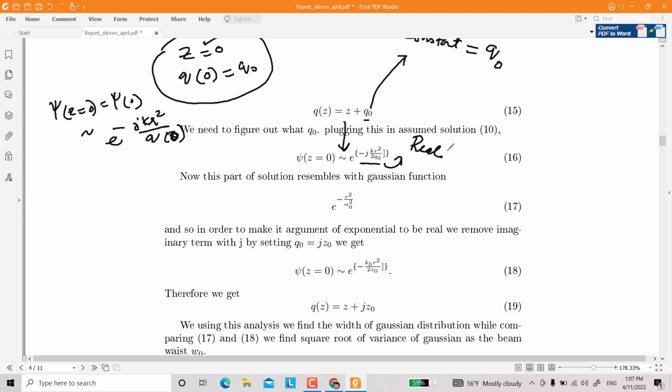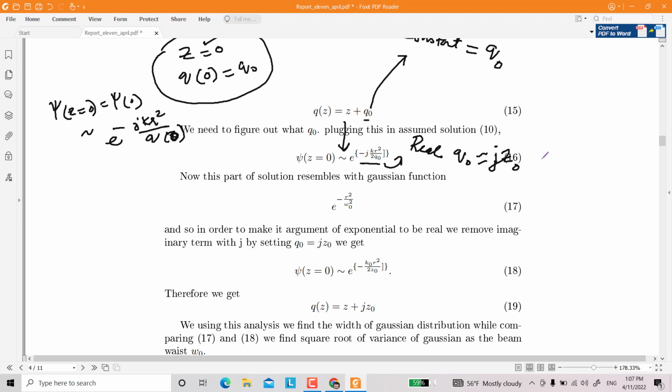So then we have to forcefully assume that q naught is imaginary. Let's call it q naught equals j times a real constant, where j is the imaginary number. This is the only possibility which will make the argument of this exponential a real-valued number, right?